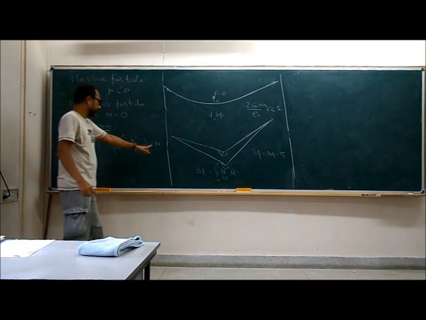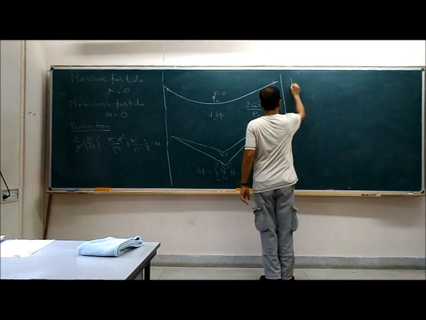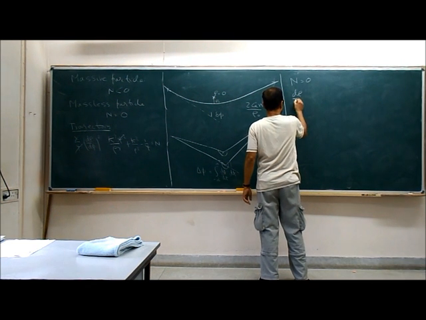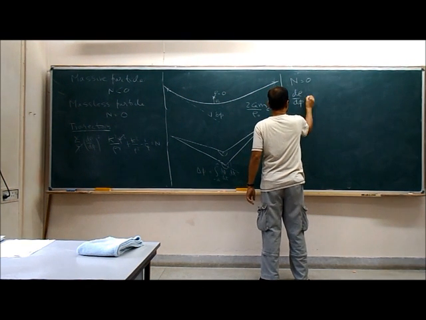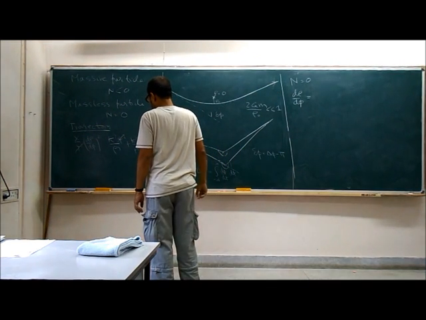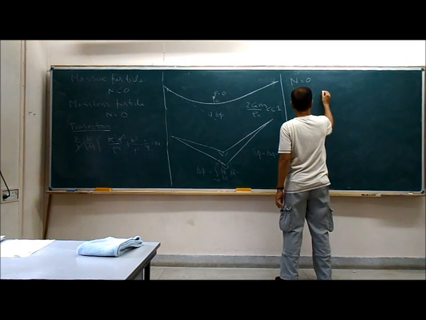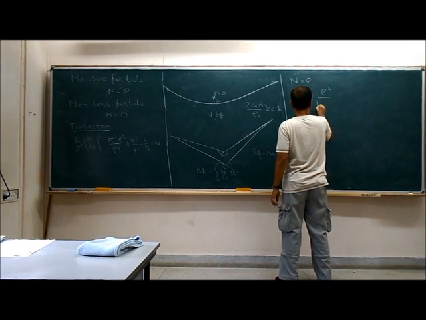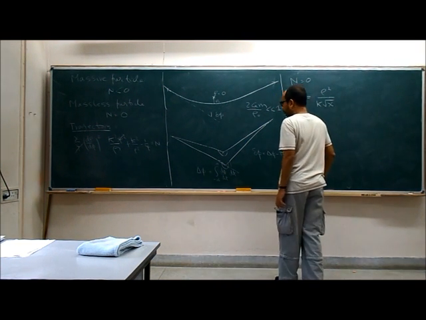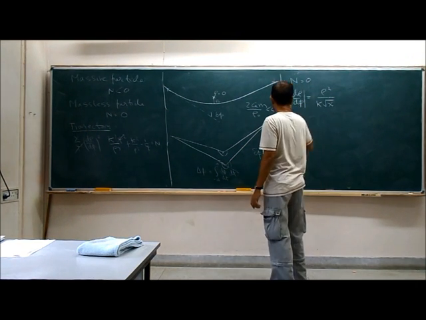So n is 0, right? For photon, so you have n equal to 0. So d rho d phi is given by rho to the 4, rho square over a root pi, more d rho d phi. So you are taking the square.